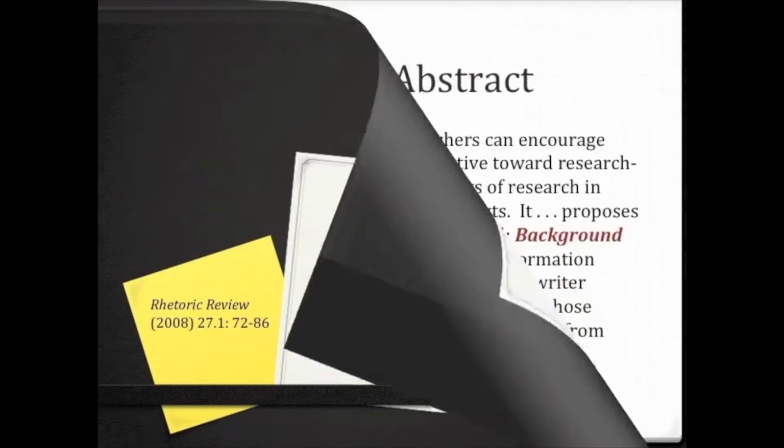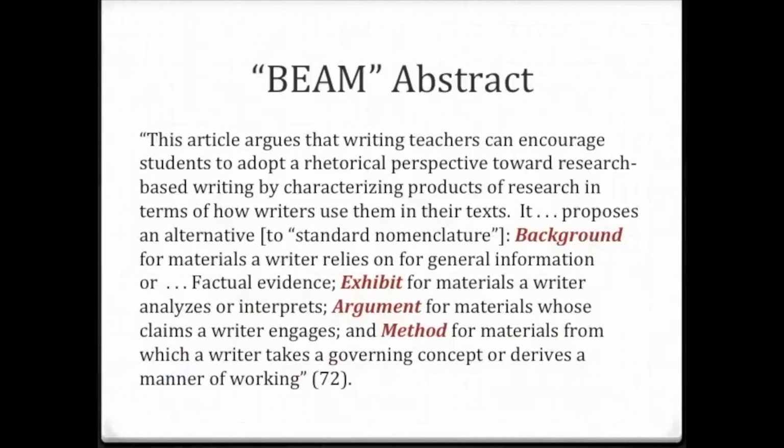The article, BEAM, is one that, as you can see from the abstract here, is really intended for writing teachers as an argument for encouraging them, the teachers, to think differently about how they present research to the students in their classes. You can see from the abstract here that what Bishop is suggesting is that we move to a rhetorical perspective on research-based writing, rather than talking simply about primary or secondary sources, which he believes are not particularly useful terms. Rather than use those, we use instead 4 terms as we talk about research in use, how writers use research in their texts.